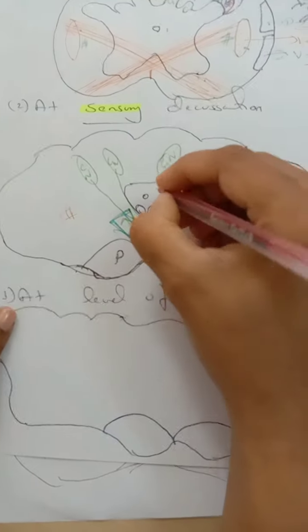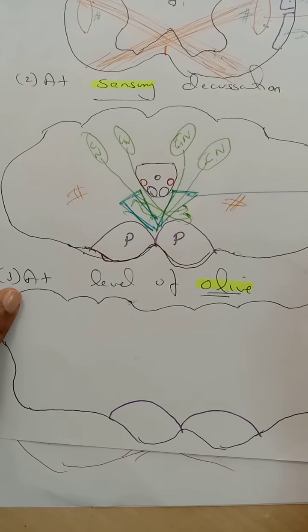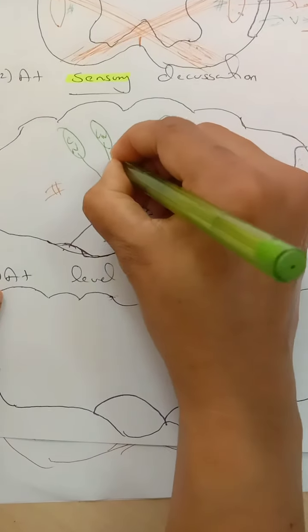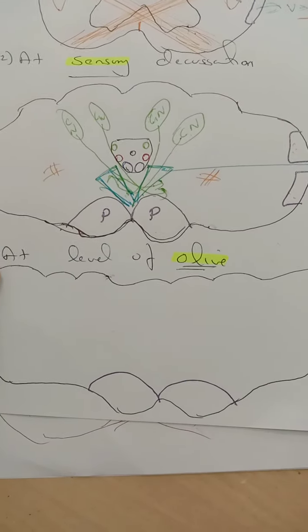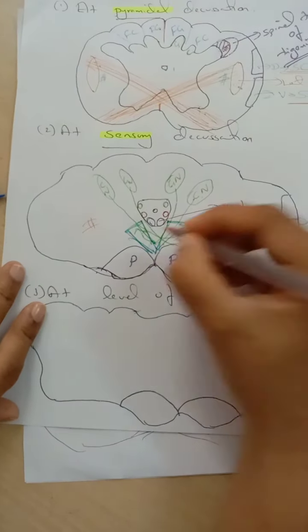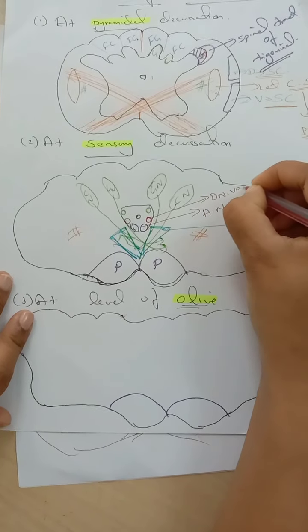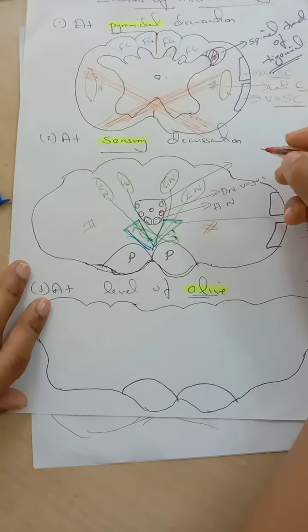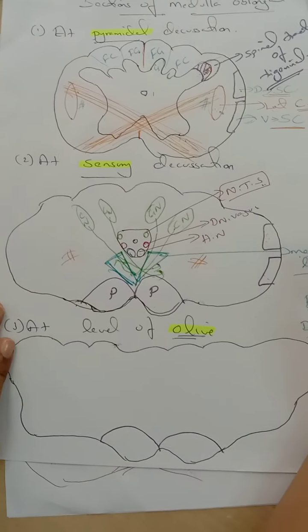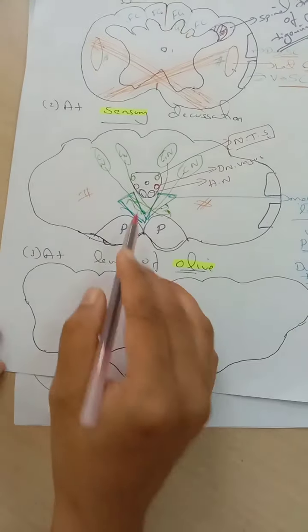Very close to it you will have the vagal nucleus, that is called the dorsal nucleus of vagus. Further behind that you will have one more nucleus, called the nucleus of tractus solitarius. So first, what do we have? We have the hypoglossal nucleus in the midline. Very next to it, we have the dorsal nucleus of vagus. Further lateral to that, we have the nucleus of tractus solitarius. What is this carrying? It carries taste sensation from the entire tongue, isn't it? Fine.